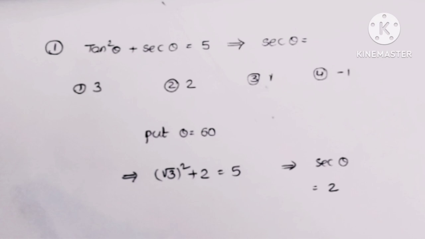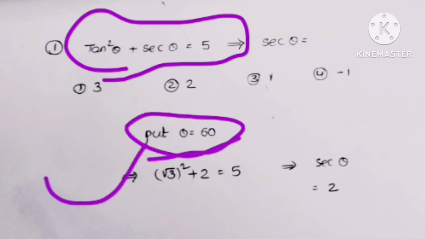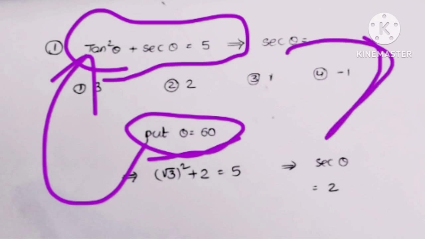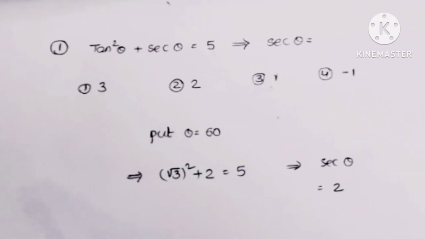Understand? So to get the value tan square theta plus secant theta is equal to 5, we have to replace theta is equal to 60 only. Then only you get the value equal to 5. So simply here theta is equal to 60. What's the given question? We want the value of the secant theta. But what is theta? Theta is equal to 60. So this becomes secant 60. And what is the value of the secant 60? Secant 60 is equal to 2. That's all. That's the answer. So the answer is the second option.